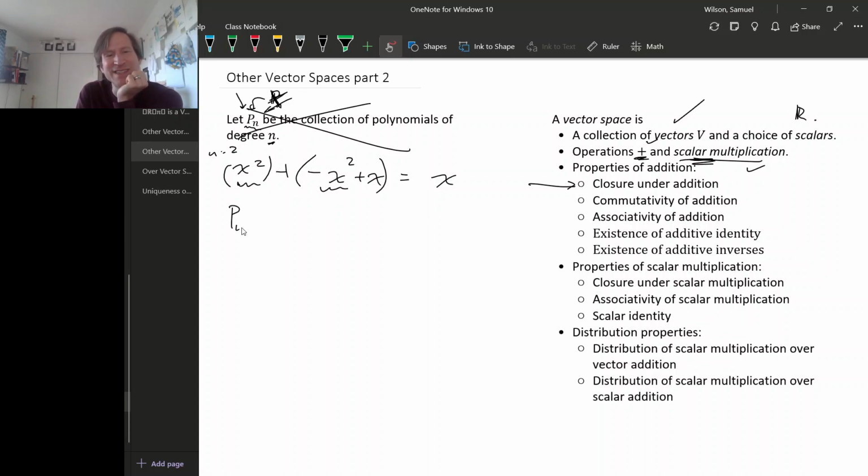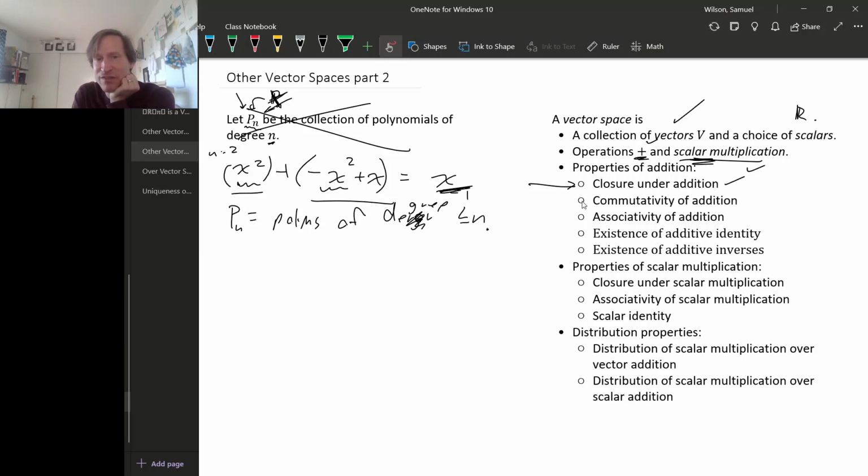So maybe what we should do instead is let P sub n be the polynomials of degree less than or equal to n. Okay. Well, if you take any polynomials of degree less than or equal to n and you add them together, you do get a polynomial of degree less than or equal to n, right? This now is no longer a counterexample because our sum polynomial over here has degree 1, and 1 is less than 2, so we're okay here. All right, so that takes care of the closure issue.